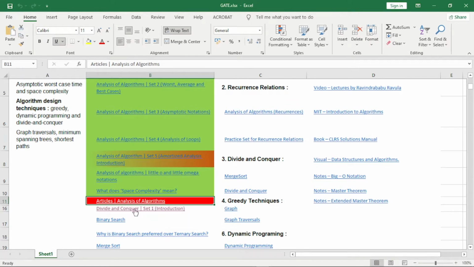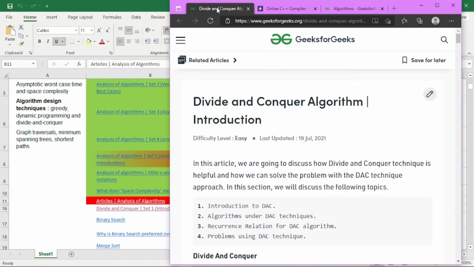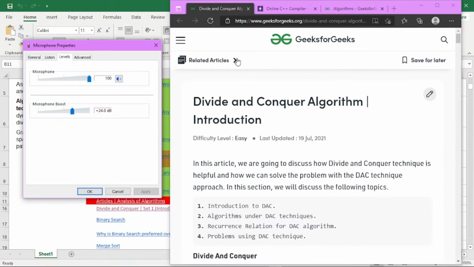And so today we will be covering divide and conquer. Here you can see divide and conquer introduction. Divide and conquer is a good technique to follow whenever we have to solve sub problems, and they are always unique sub problems, like they do not repeat themselves in the recurrence relation.